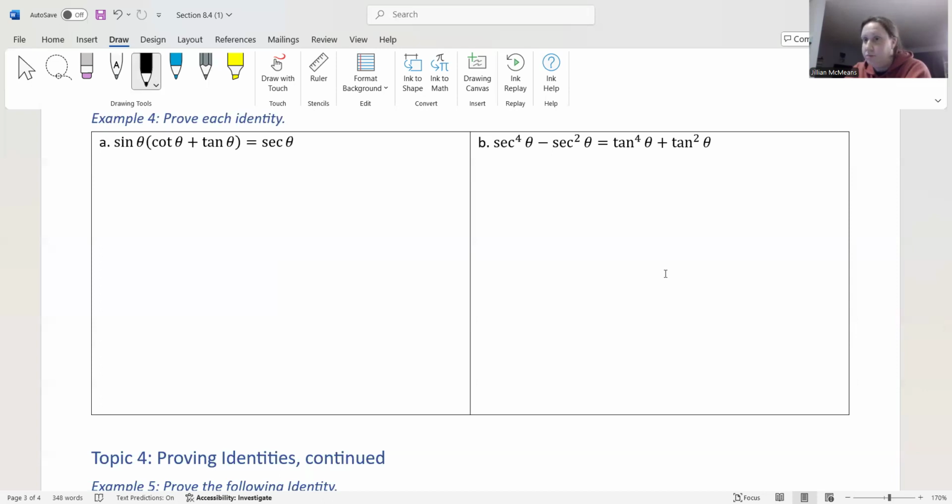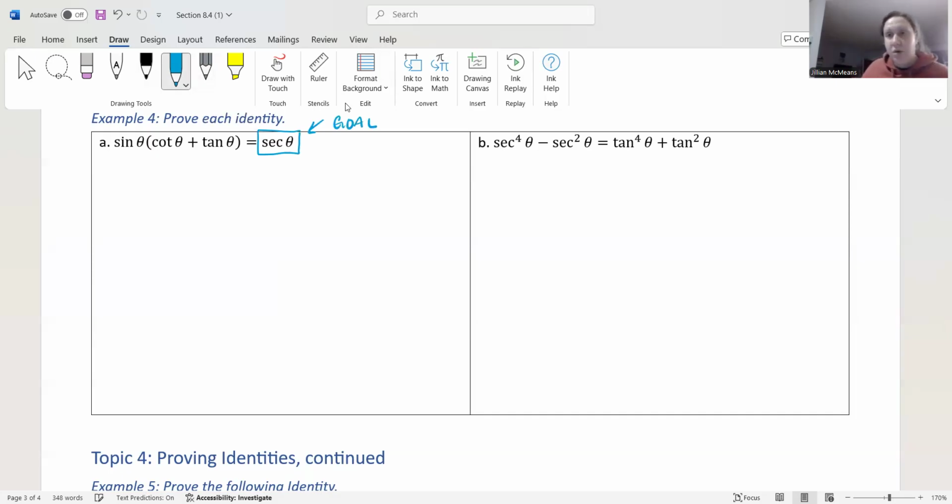And remember our tips that we can use is always start with the nastier side, the side that just has more going on. So that is definitely going to be the left here. And what our ultimate goal is, we want to get the left to truly equal secant of theta. So this is our goal, okay?